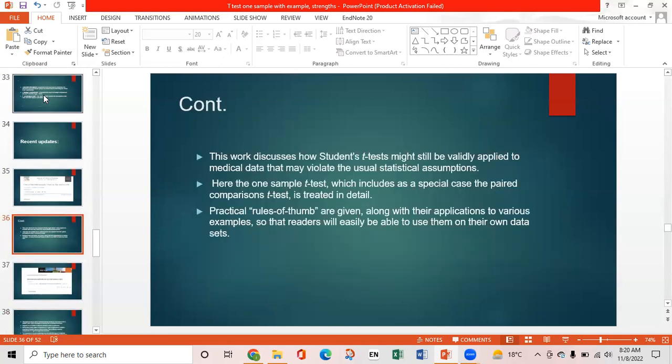The work discusses how Student's t-tests might still be validly applied to medical data that may violate the usual statistical assumptions. Here, the one sample t-test, which includes as a special case the paired comparison t-test, is treated in detail. Practical rules of thumb are given along with their applications to various examples so that readers will easily be able to use them on their own datasets.